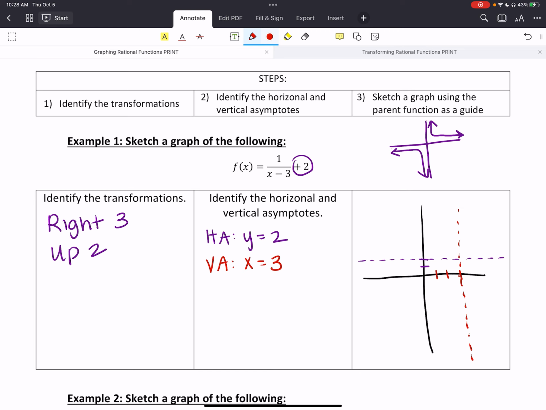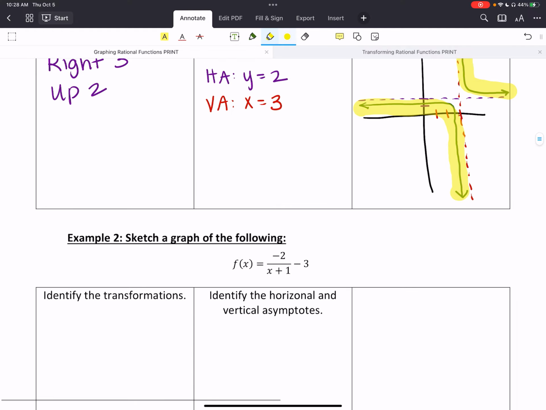All right. So then we're going to, this isn't reflected or anything, so it's going to look the same as our parent function. So we're going to use the asymptote as our guide. So get as close to those two asymptotes as you can without touching them. And the green that I just did, and I'm going to highlight right here, this is our final graph. Okay? You can also go to Desmos and check yourself if you are unsure. Desmos won't show you the dotted lines as your asymptotes, but it will have them as a guide. Okay? So let's look at example 2.